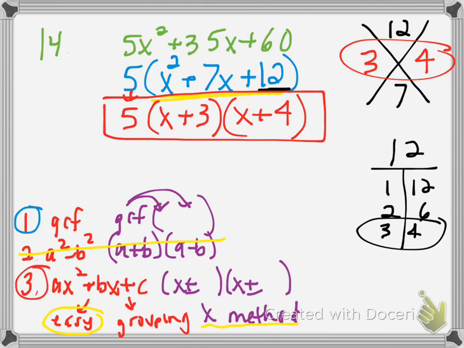By the way, you could have used method 3 from the start, where you would multiply the first and last number and make a factor list of 5 times 60, 300, and figure out what multiplies to 300 and combines to 35. You get the same answer.